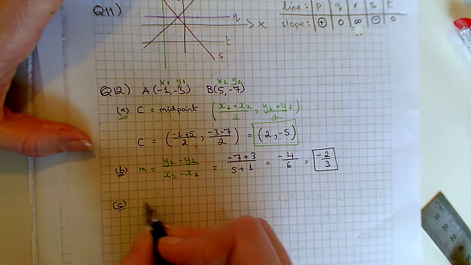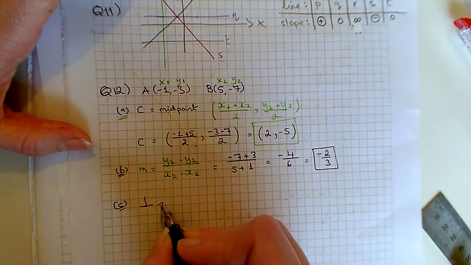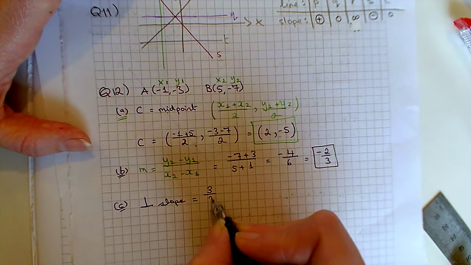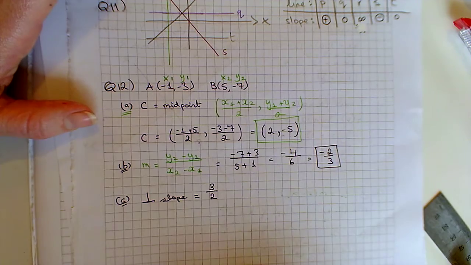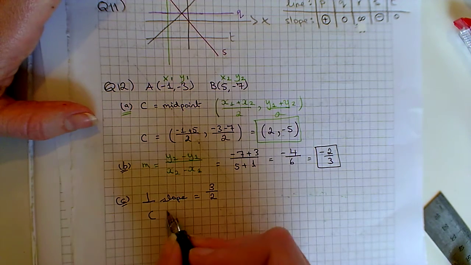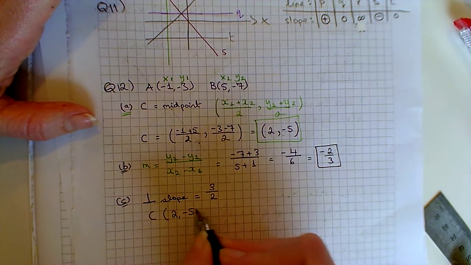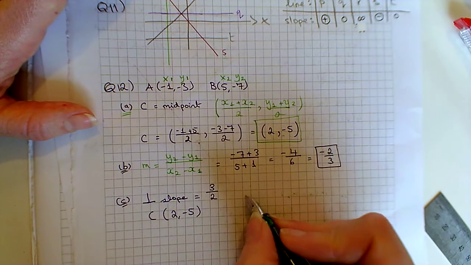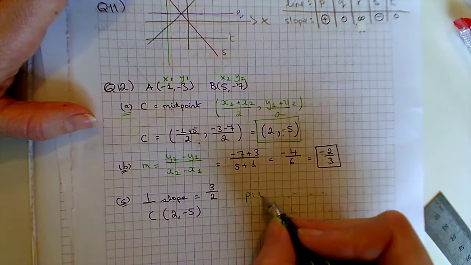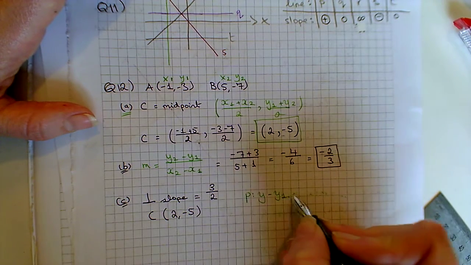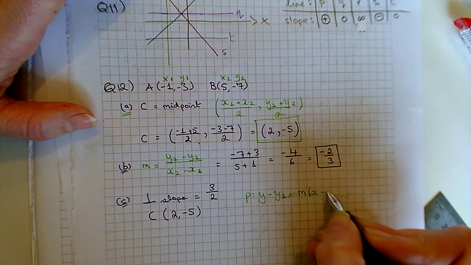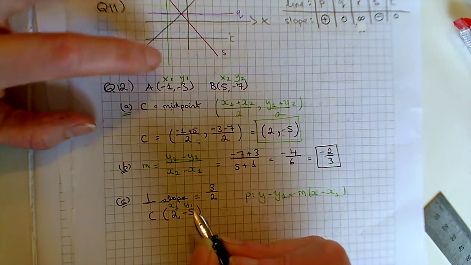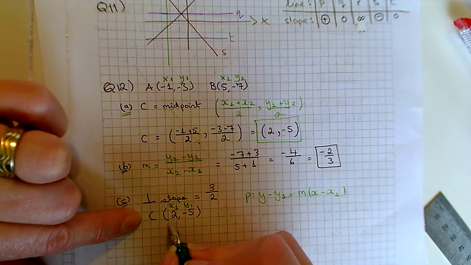And part C, we want the equation of the line through C, which is perpendicular to AB. So first of all, we write down the perpendicular slope, and that will be, turn it upside down and change the sign. And it goes through the point C, (2, -5). So we're using our equation of the line formula. The line P that we're asked for is going to be given by y minus y1 equal to m times x minus x1, where now this is x1, y1. I can't go back and use A.